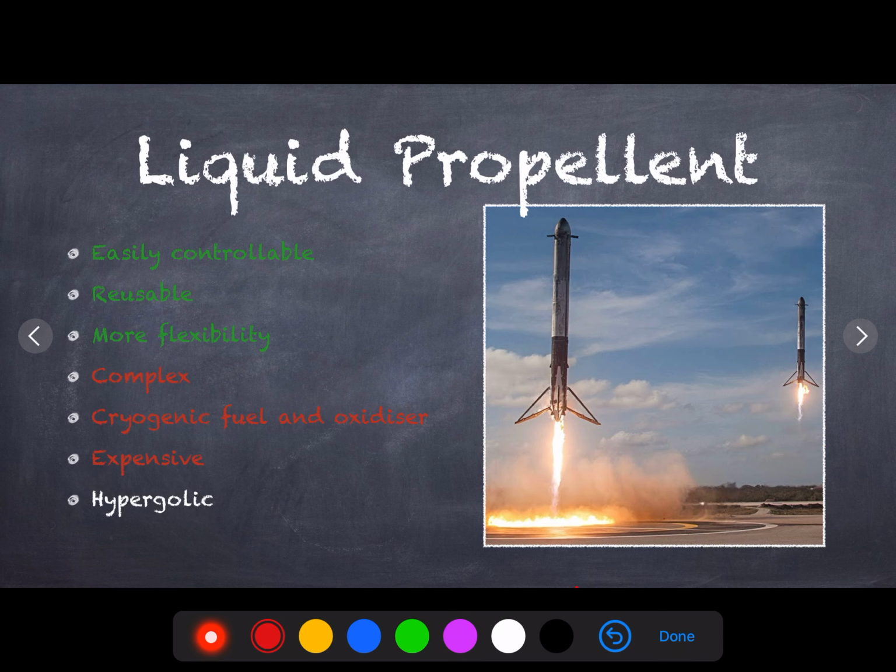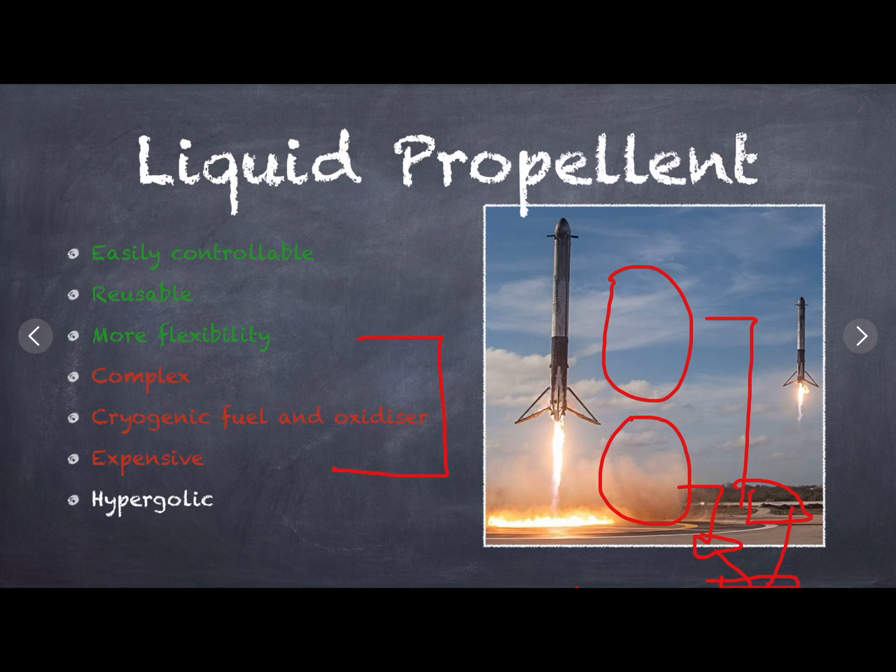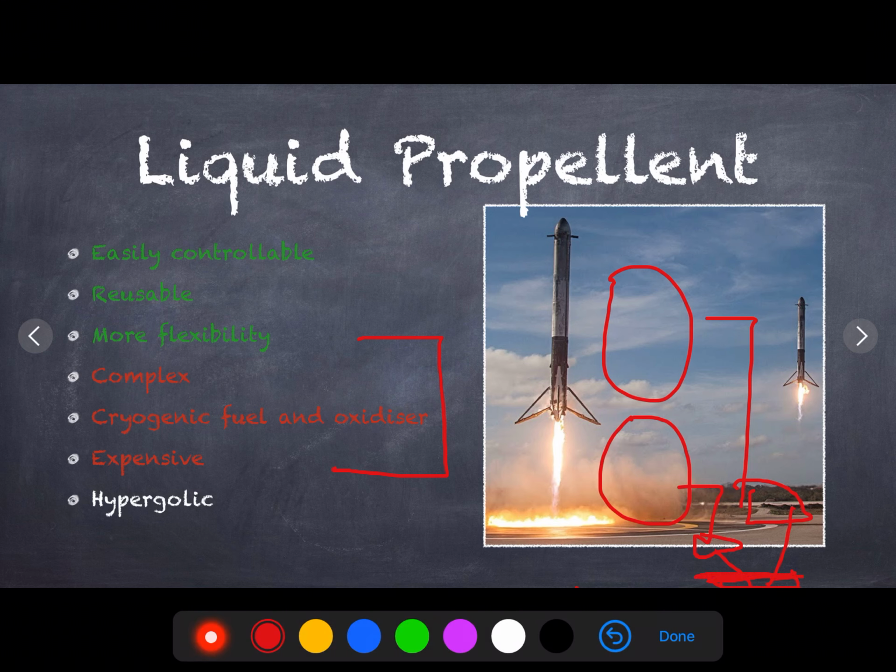Now let's look at its cons. Its cons are basically that it is very complex. You have a lot of things to take care of. There is a fuel tank and an oxidizer tank. They both have to be pumped, and then there have to be multiple electronics to feed it into the engine properly. And there are many more things we have to take into consideration for the better working of the liquid propellant. Now let's talk about some more pros and cons of this liquid propellant.